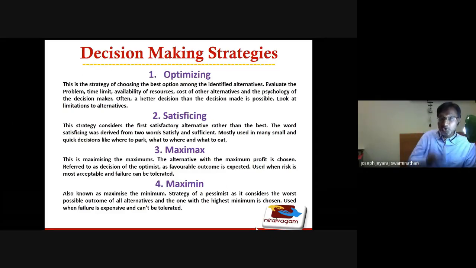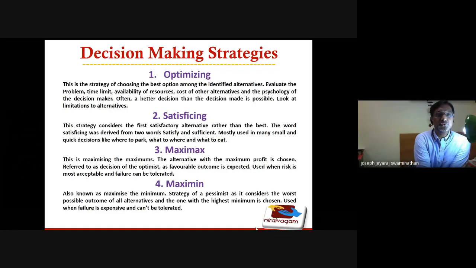When it is a new decision, look at limitations to alternatives. When there are limitations, what you do, you become more flexible. You also optimize the situation and make a different decision.